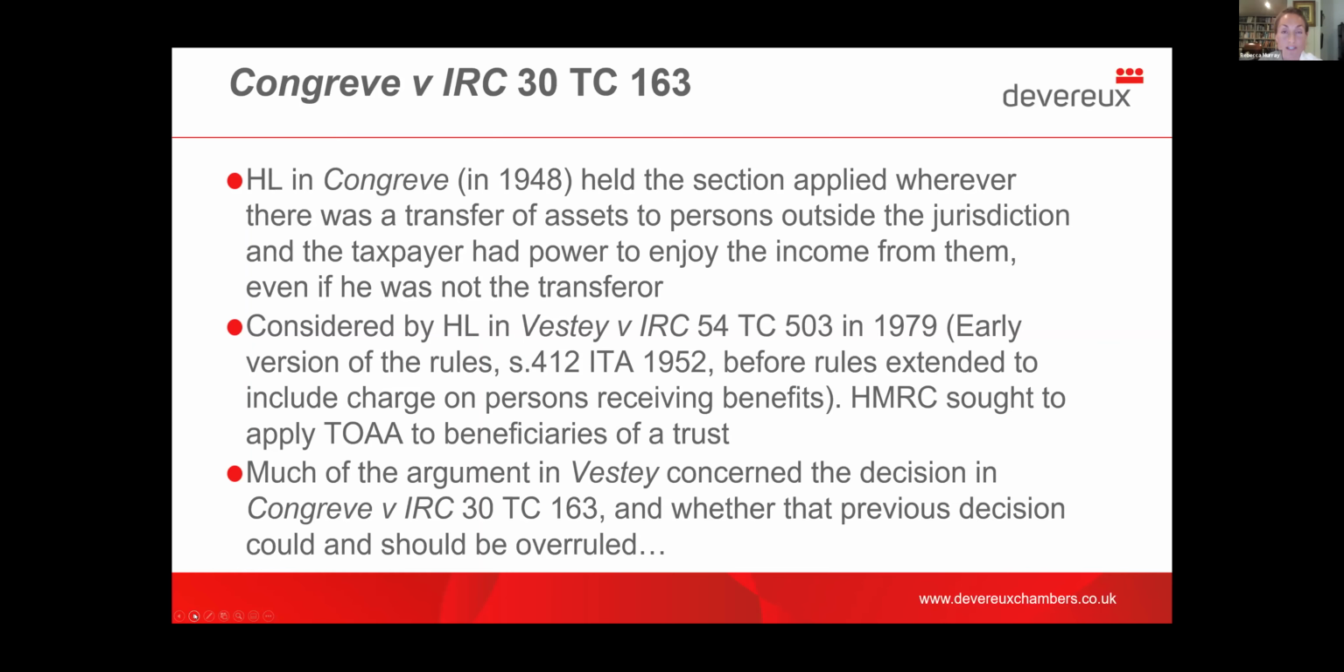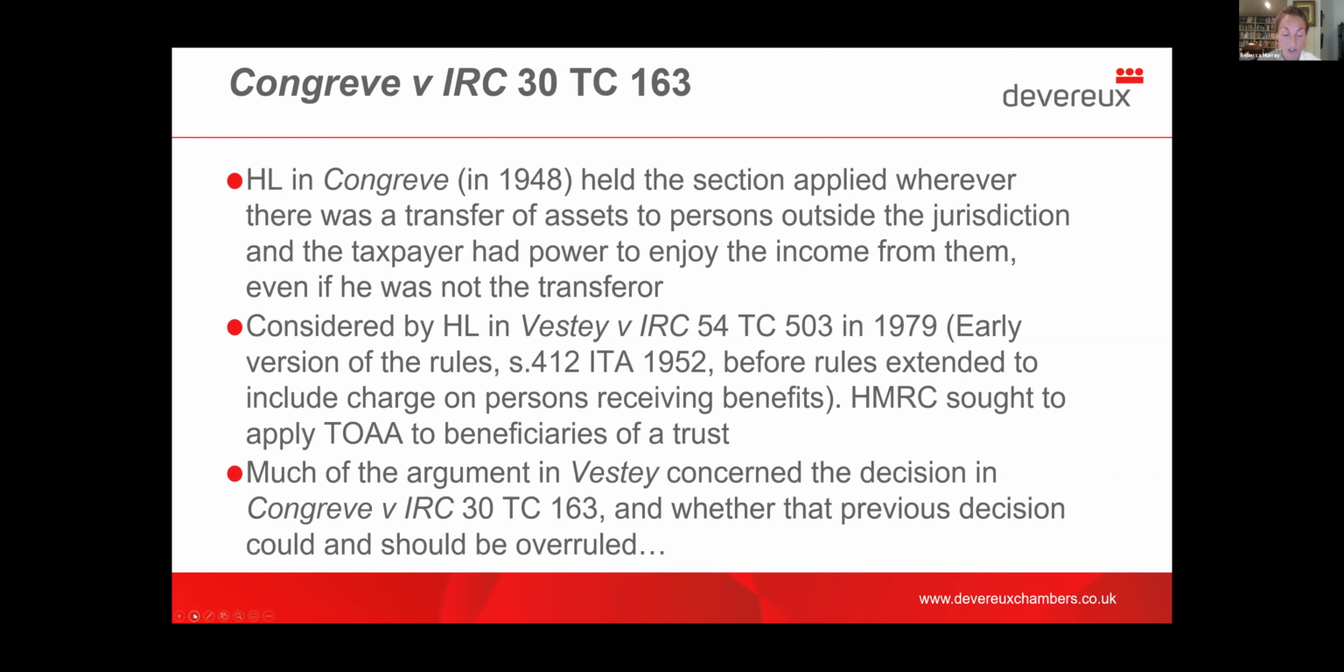So the consequence of the decision in Congreve was that a person with power to enjoy the foreign income could be charged on all of that income, even if he had nothing to do with the transfer and did not receive a benefit. And Lord Simons gave the lead decision in that case, and the rest of the House agreed with him. So he said, in relation to the taxpayer's argument for restricting the charge to transferors, "But I see no reason for any limiting words. The language of the section is plain.